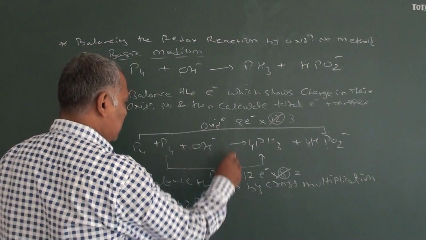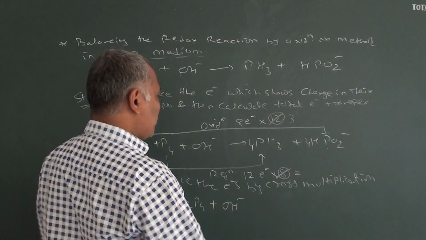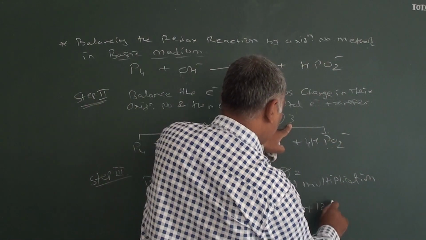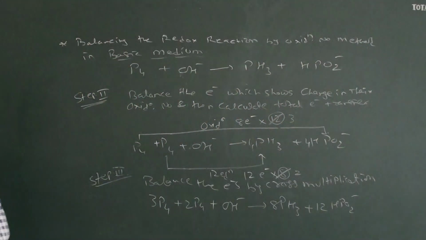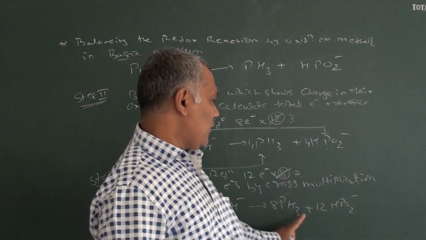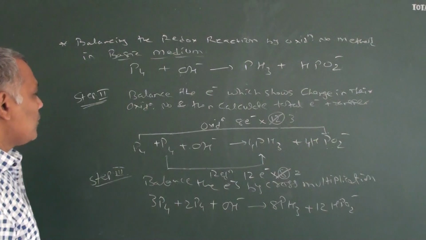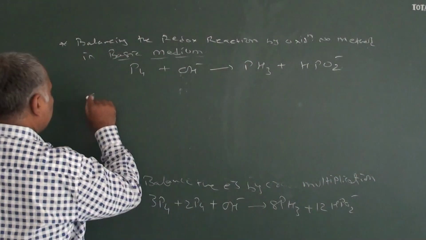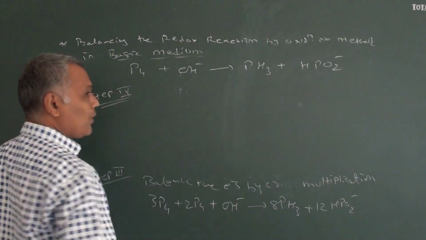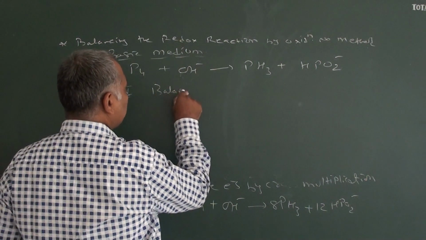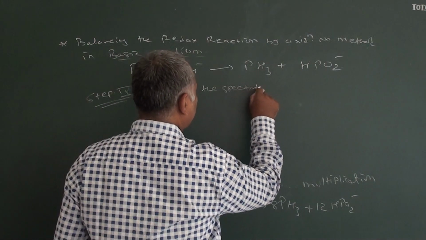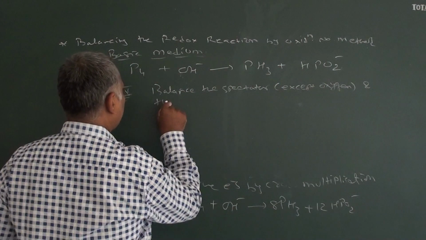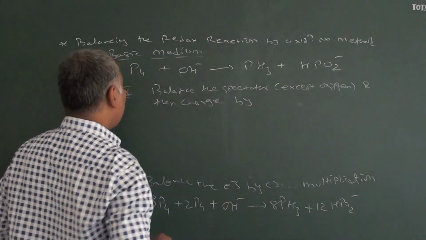Nothing is specified for this. This is my spectator ion. Nothing is indicated for it. I am going to write it as simple as OH minus. Again, this has to be multiplied by 2. This has to be multiplied by 3. Okay? We get it as 3 P4 plus 2 P4 plus OH minus, 8 PH3, 12 HPO2 minus. Now, step 4. It's going to be the same. Step 4. Balance the spectator. Now, this is known to me.